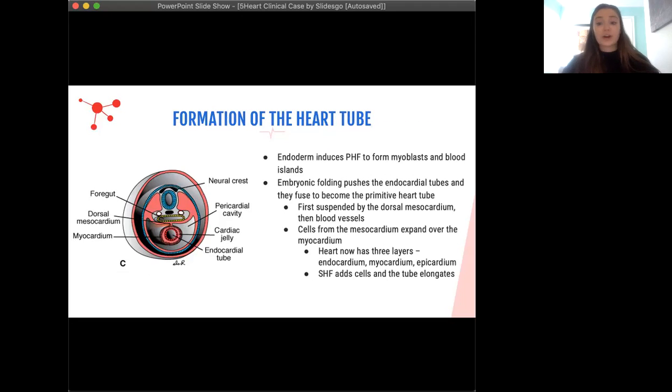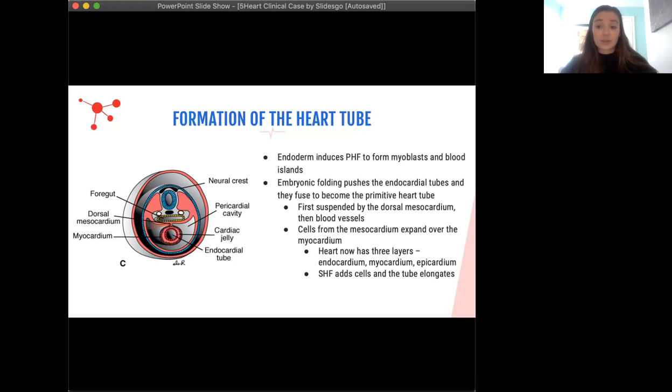So on to formation of the heart tube. The endoderm will induce the primary heart field to form myoblasts and blood islands. Major heart vessels are developing at the same time as all of this, and they will eventually become the outflow and inflow tracts of the heart. Embryonic folding is definitely an important part of this process. The folding pushes against the endocardial tubes and they fuse to become the primitive heart tube.